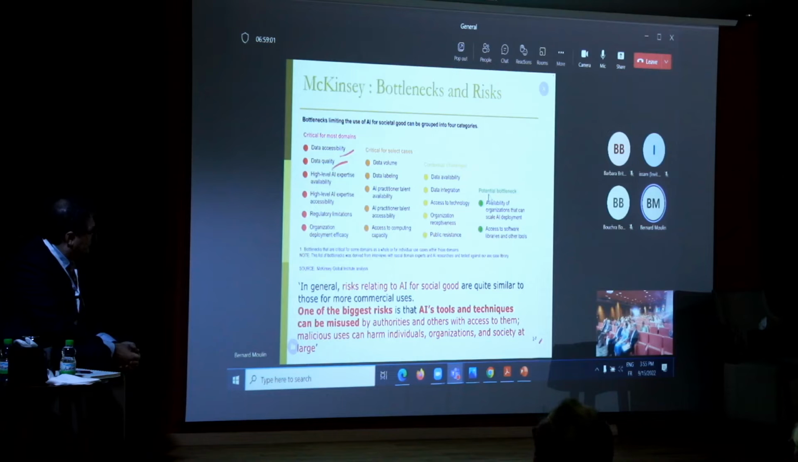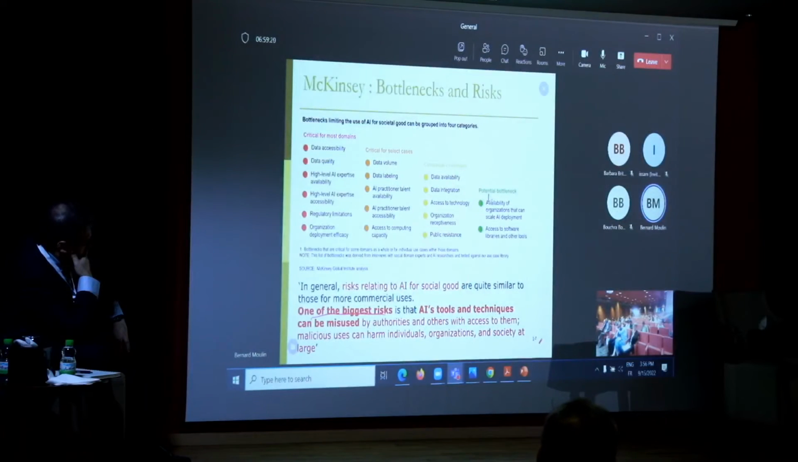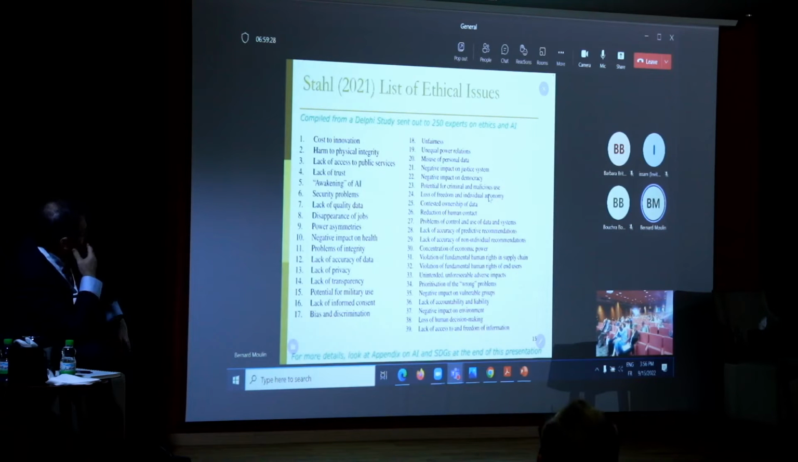Data accessibility, data quality, the need for high-level AI expertise, and also data volume, data labeling. And they mentioned the risks. One of the bigger risks is that AI tools and techniques can be misused by authorities and others with access to them. So those are warnings, I would say.